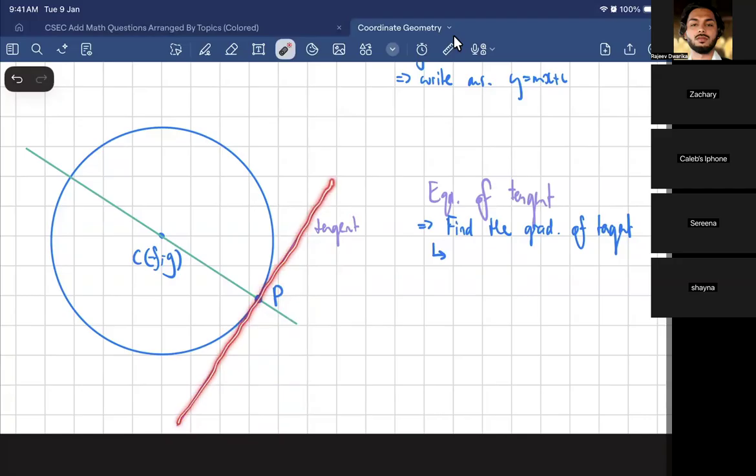How many points are you seeing on the tangent? 1, 2. Perfect. If you have 1 point, can you use the gradient formula? No, you can't use the gradient formula because it needs 2 points. So you can't directly find the gradient of the tangent. So Caleb, what points do we have? We have point P and the center. Both of those points lie on what? What do both of those points lie on?